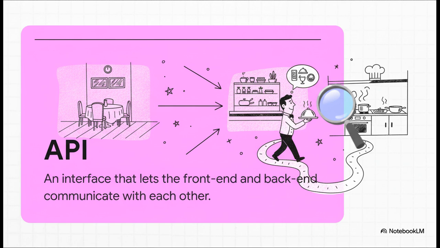And finally, the big question, how does the dining room even talk to the kitchen? Well, that's where the API comes in. Just think of the API as the waiter. The waiter takes your order from the menu, that's the front end, carries it to the kitchen, the back end, in a way the chefs can understand, and then brings the finished food all the way back to your table. It's the essential messenger that makes communication possible.